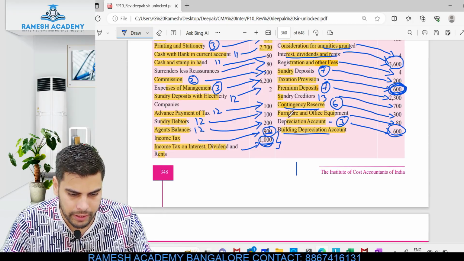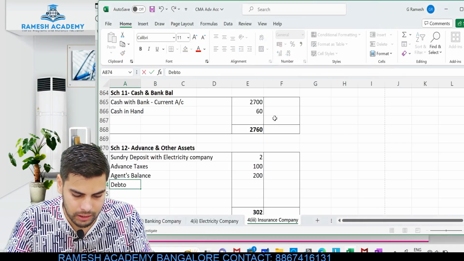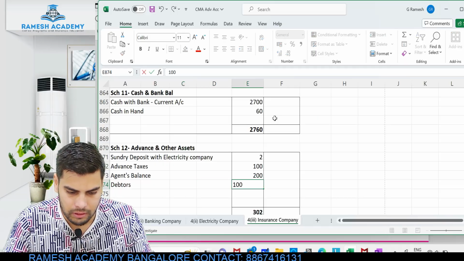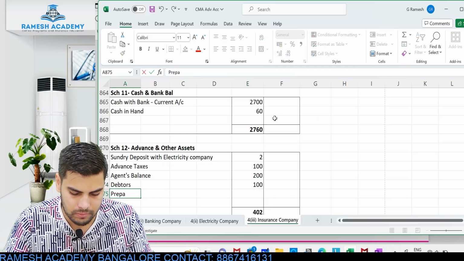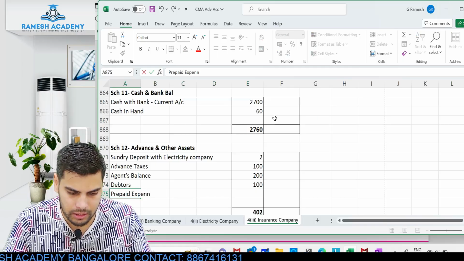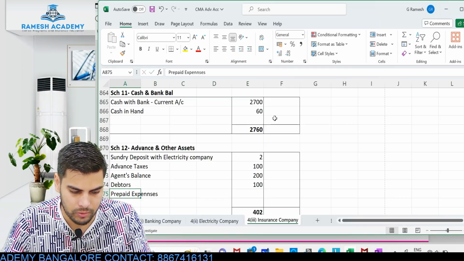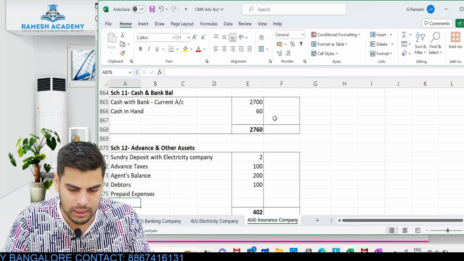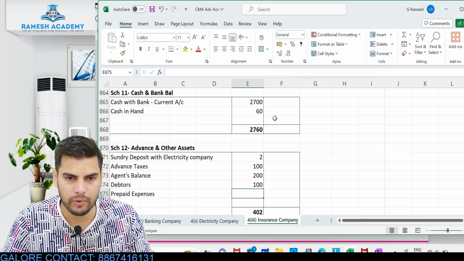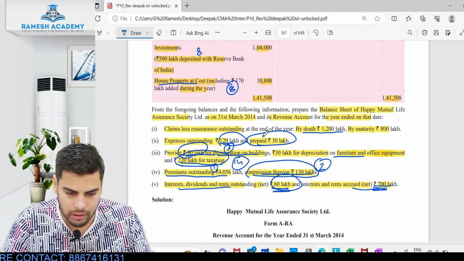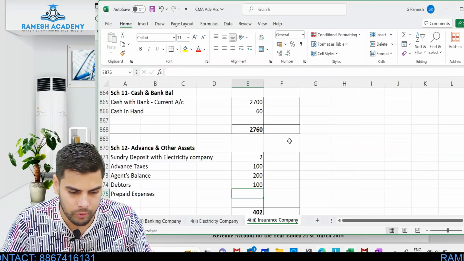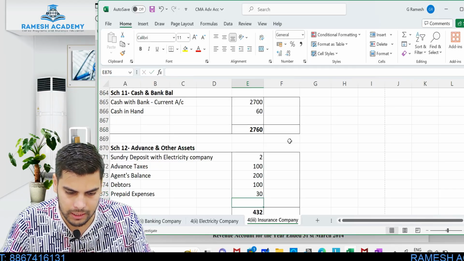Yeah, we have got sundry debtors 100. Okay, so debtors 100. Any prepaid expenses? We had some prepaid expenses, right? So prepaid other expenses, how much was it? All these things become your current assets. Current asset is what we are writing, right? So if you see over here, there was some prepaid amount which was to the extent of 30 rupees.